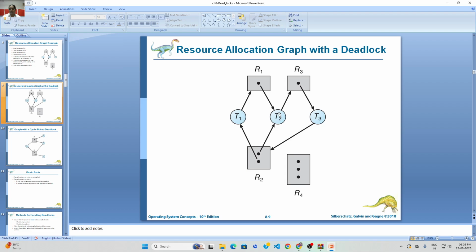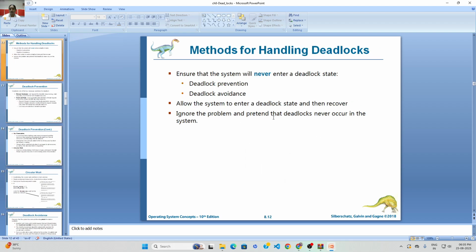So this is the graphical representation of a deadlock. The T1 process needs resource R1 to complete its task. R1 is held by the T2 thread. The T2 thread needs resource R3 to complete the process, but R3 is acquired by T3. So T3 needs R2. R2 is held by T1 and T2. So this is called a deadlock. The continuous circular waiting for the same resources is called a deadlock.